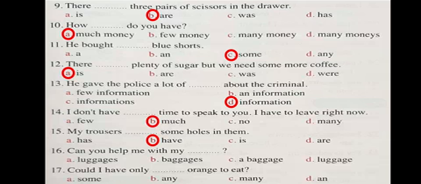16. Can you help me with my luggage? Baggages, a baggage, luggage. Luggage and baggage are uncountable words, so we can't use a baggage and we can't use the plural form baggages or luggages, so the right answer is luggage. 17. Could I have only an orange to eat? Okay. Could I have, here is a request: some, any, many, an. Of course, any can't be used here because this is a request. It is not a question, so the right answer is an orange.